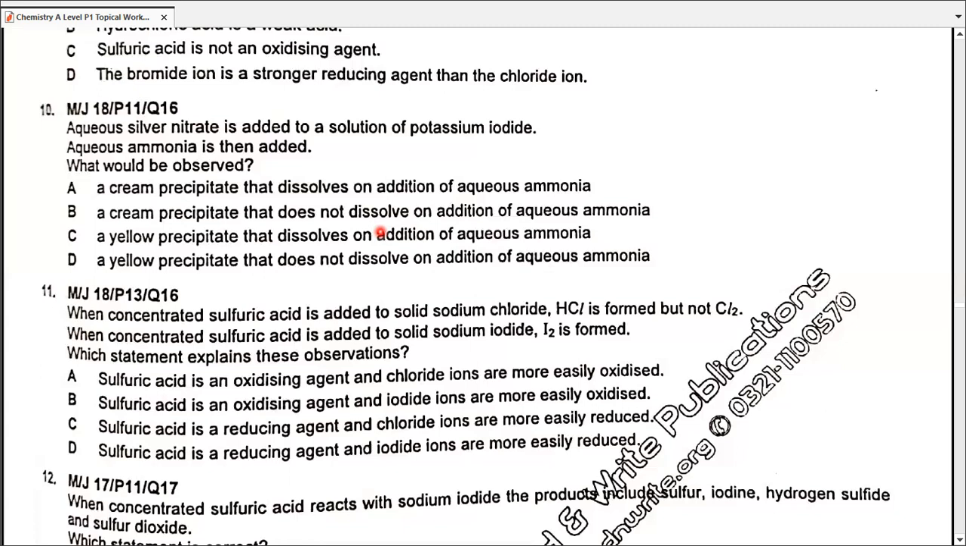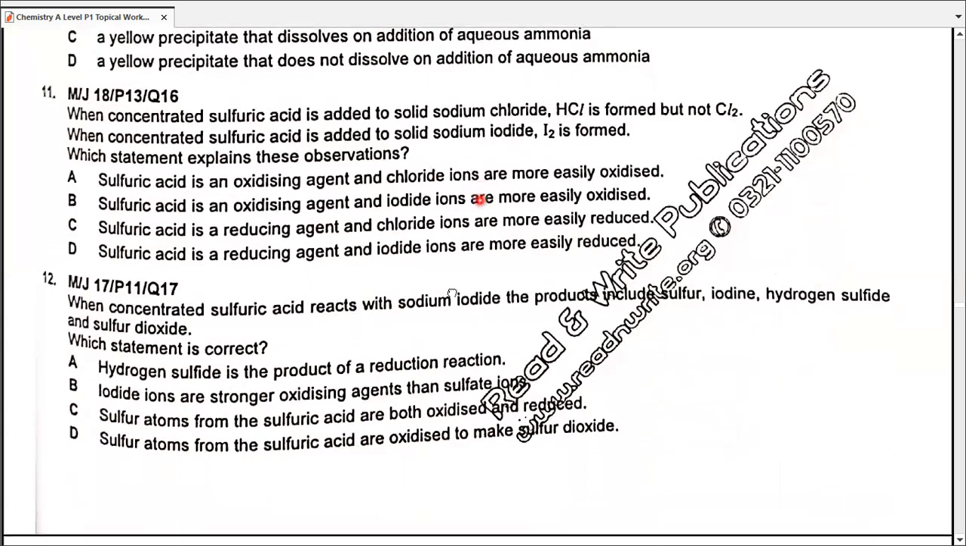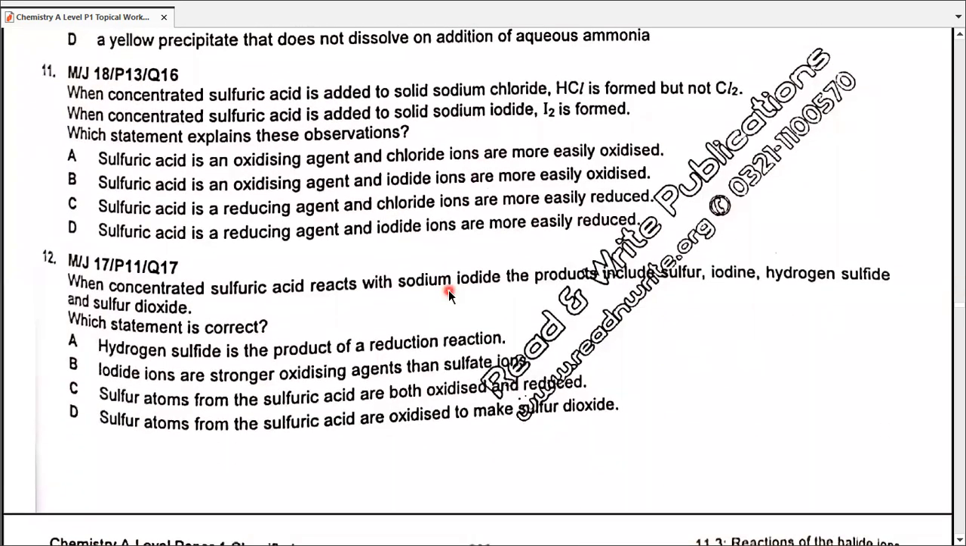Sulfuric acid is an oxidizing agent, but chloride ions are not easily reduced. Iodide ions are more easily reduced. So A cannot be correct because they have written "instead of not" the word "more", and B is correct. C and D are both wrong because sulfuric acid is not a reducing agent. It's actually an oxidizing agent. So moving on, 12.